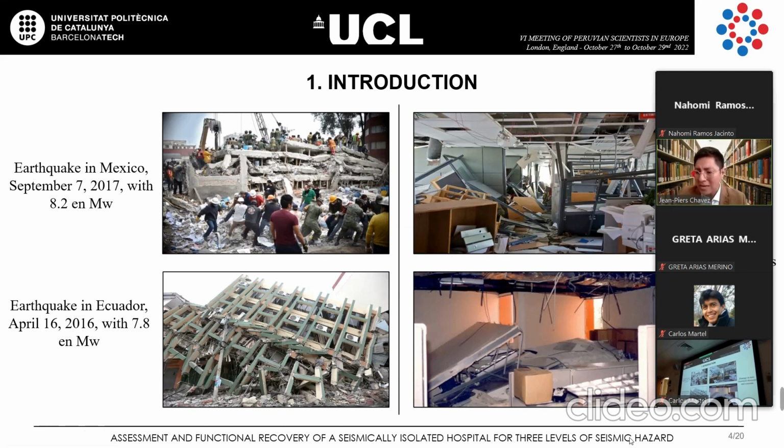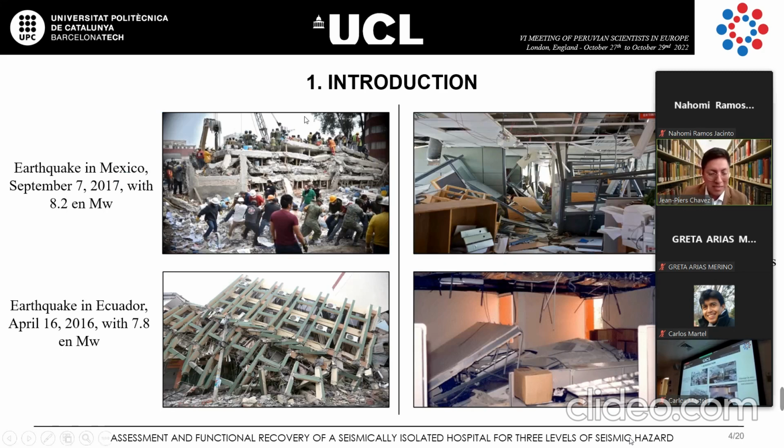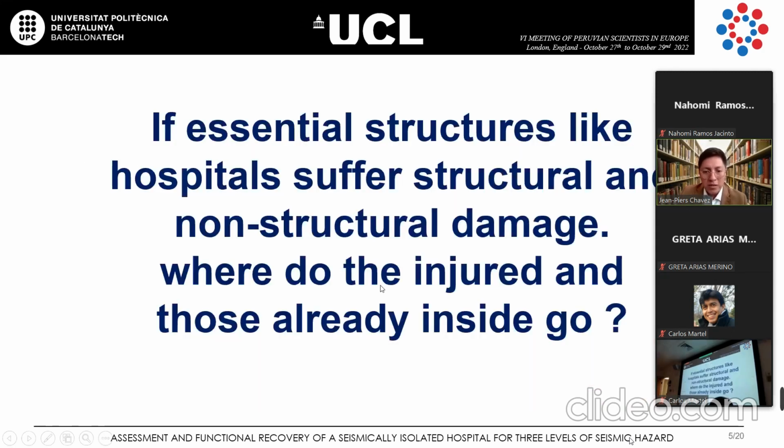But one of the main troubles in a seismic country is not being prepared for it, because earthquakes are unpredictable and almost all will cause the collapse of essential structures such as a hospital or healthcare center if they don't have any seismic protection system. For that reason, the first question for this presentation is: if essential structures like hospitals suffer structural and non-structural damage, where do the inpatients and outpatients inside go?